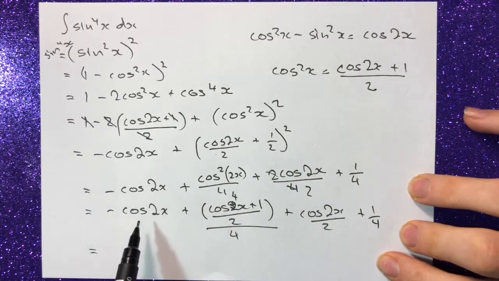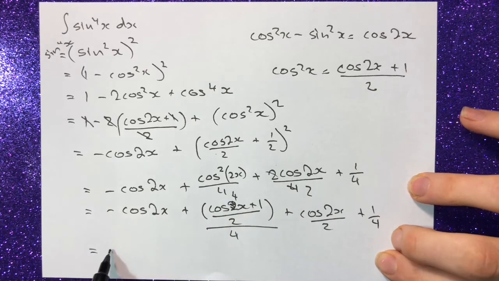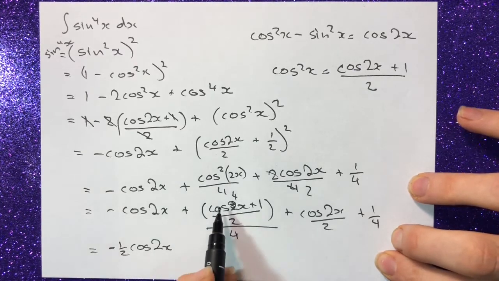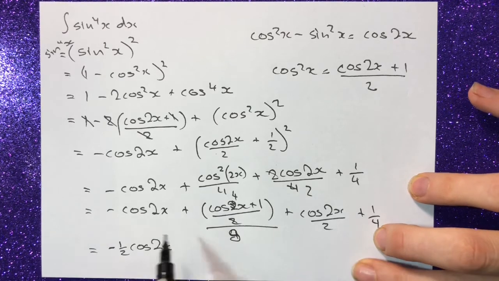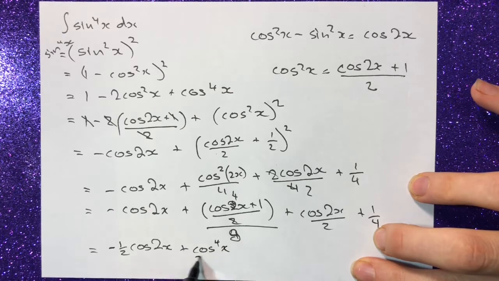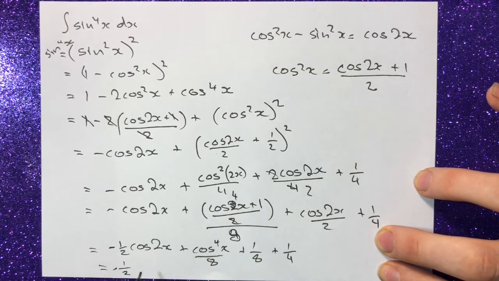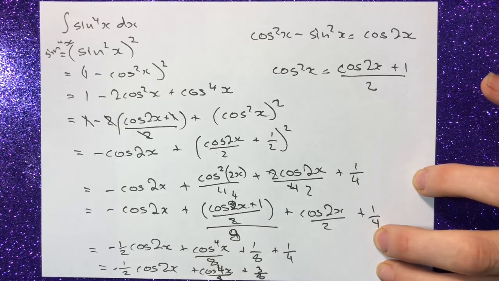Now to simplify this, I've got half of cos 2x minus cos 2x, so that's minus a half cos 2x. I've got cos 4x on 8. If I can pull that 2 down here, that would become an 8. Plus an eighth, plus a quarter, giving me 1/2 negative cos 2x, plus cos 4x on 8, plus 3/8. That I can integrate.